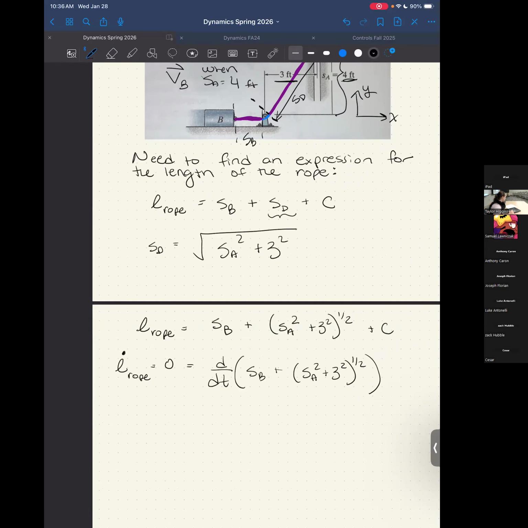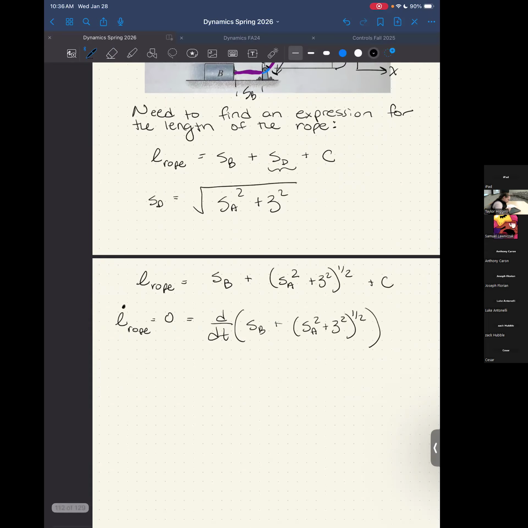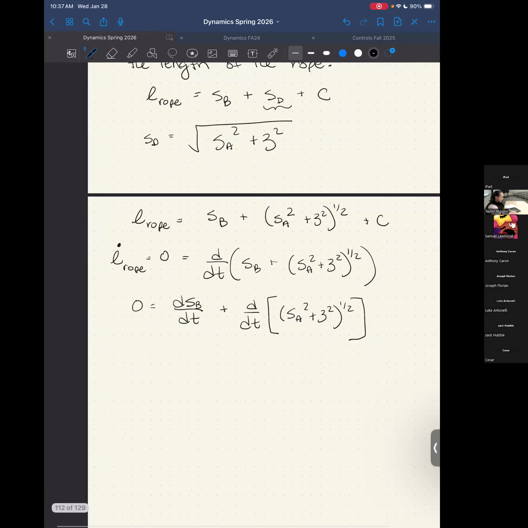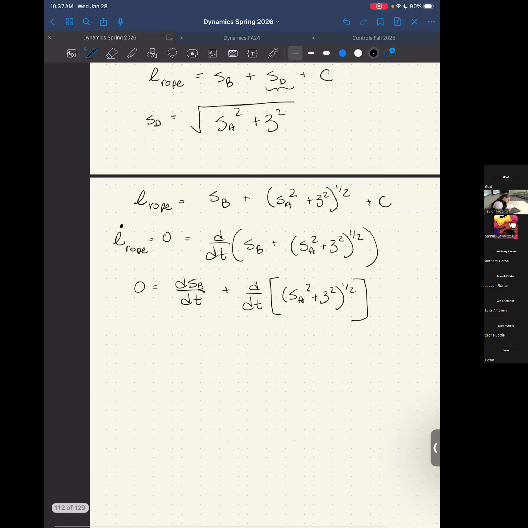Okay, very good. So this derivative is where things get a little icky. Not icky for SB. That just becomes basically the velocity of particle B. But it gets gross for this other part: d/dt of the square root of SA squared plus 3 squared. All right, so this is where we have that nested chain rule. So we'll have to be careful.